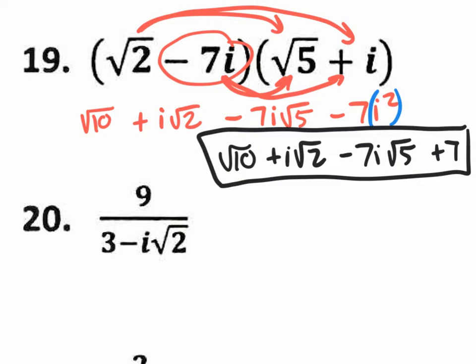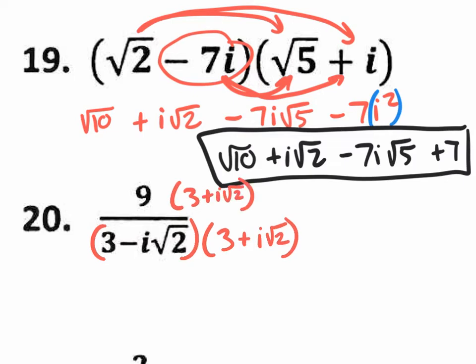Number 20. We need to remember that we do not want i's in the denominator. We don't want the variable i in the denominator, and we do not want square roots in the denominator. So either way, whether you're dealing with 3 minus i or 3 minus the square root of 2, right here we're dealing with both 3 minus i and the square root of 2. Either way, you have to multiply by its complex conjugate. So what is the conjugate of this binomial? It's the same exact binomial, but you put a plus sign in between the two terms. Now, of course, what you do to the bottom, you must do to the top.